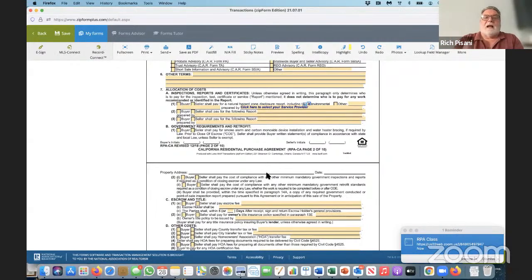Counter it out. But also, listing agents, make sure that before the appraisal is done, there's a carbon monoxide detector on that property. Carry a whole bunch with you, so that you have them.